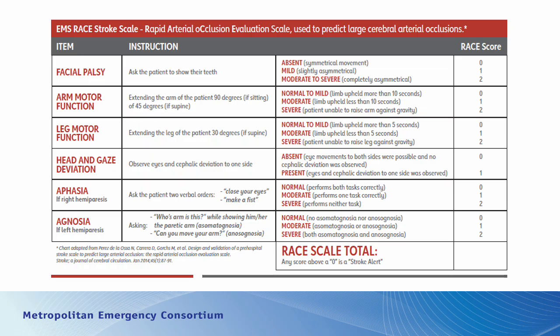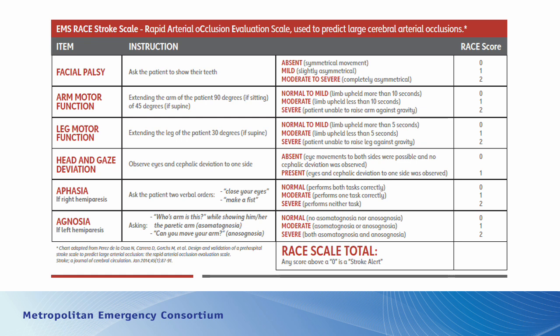So if the patient has an acute stroke, the patients tend to have the eye deviation toward the side that the stroke occurred on. So if they're having a left brain stroke, the eyes tend to deviate to the left, and you should see that. Aphasia: if the patient has right-sided hemiparesis, the right side is weak or paralyzed, that affects the left brain, the speech center. Ask the patient to do two things: close your eyes and make a fist. Do they understand? Can they talk with you?